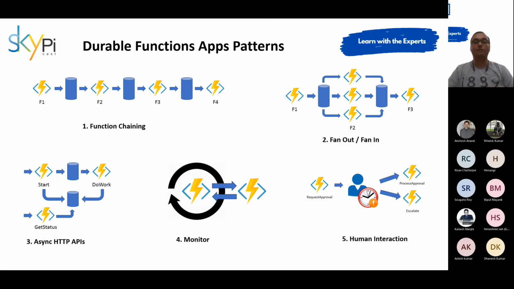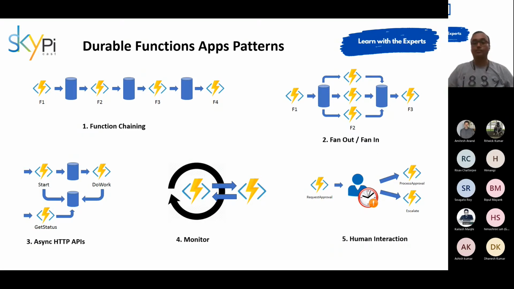The first one being function chaining, meaning that you have one function, it creates the output, and that output goes to the second function. The second function works on it, creates another output, sends it to the third one, meaning that one function's output becomes the input for the next function, and it goes in as a chain. So this is called the function chaining pattern in durable functions.